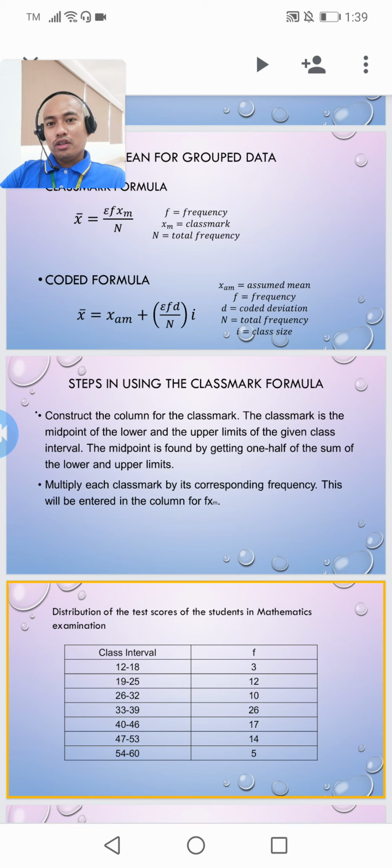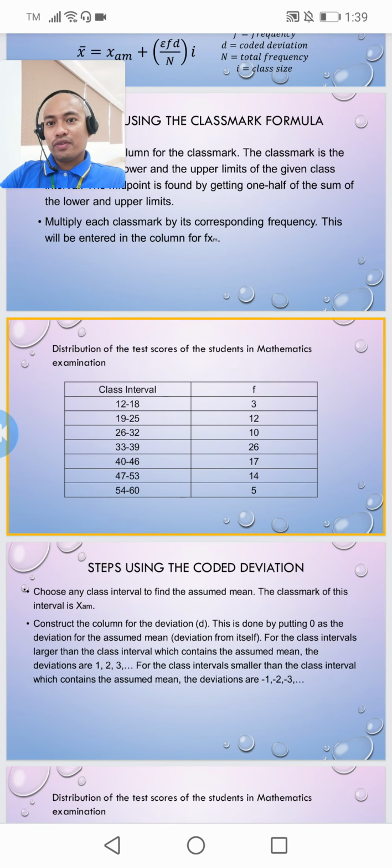And if we are choosing the assumed mean, it's up to us, depending on our preference, which of these intervals we want to select as the location of the assumed mean. If we prefer to select 26 to 32 as the location of our assumed mean, then the assumed mean will be the midpoint of that interval, 26 to 32.